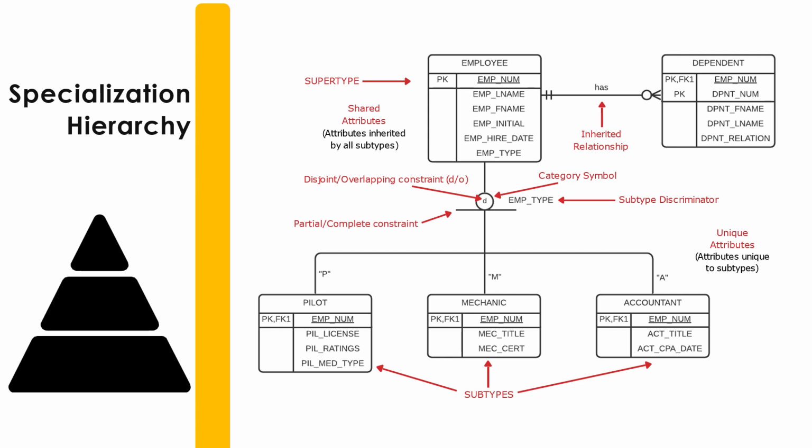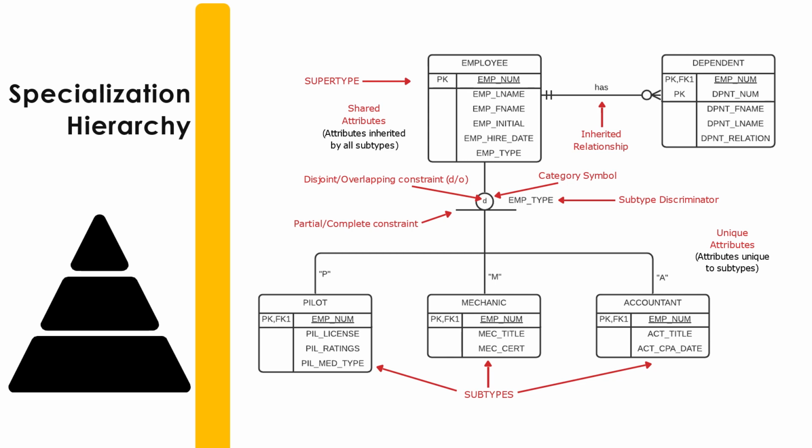For the accountant, we're collecting the title and the CPA date, wherein they're registered as an accountant. For the mechanic, we're getting their title and certification. And for the pilot, we're also trying to store their license, ratings, and medical type. Now, why do we need to create subtypes for these employees? This is because if we are going to add these attributes to our employee table, so just having one employee table for everyone, we are going to have a lot of nulls for those employees that are not mechanic, accountant, or pilot.